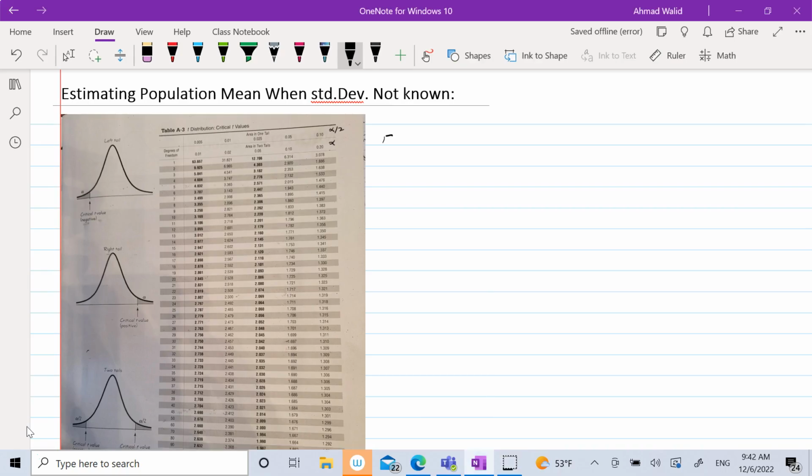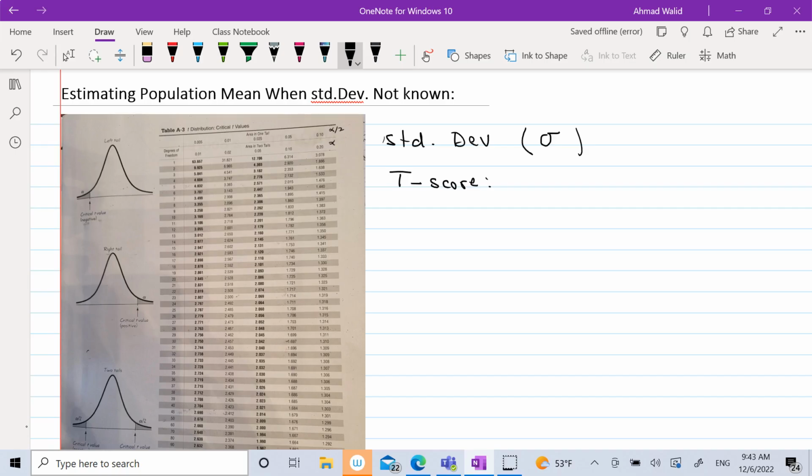If you don't know the standard deviation of the population, the symbol is sigma. If I don't know sigma, then I cannot use the z-score. The only time that I can use a z-score is if I know sigma, the standard deviation. So what we do in this section is use another score, which we name the t-score. Instead of the z-score, we are using the t-score. It's new for you.